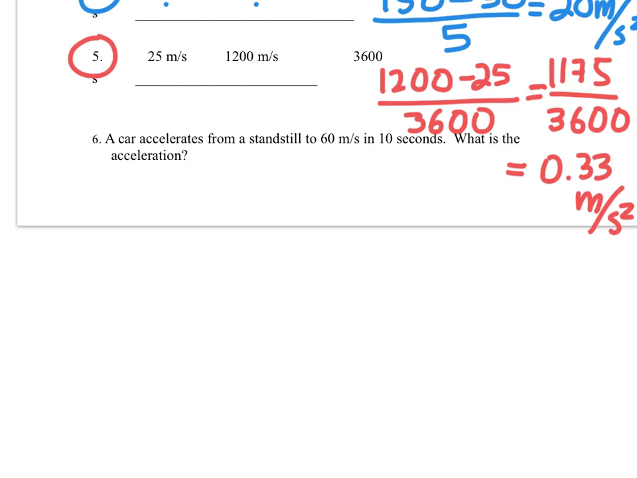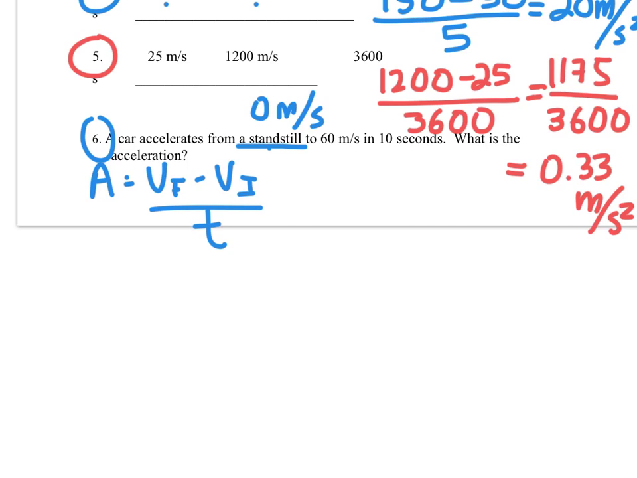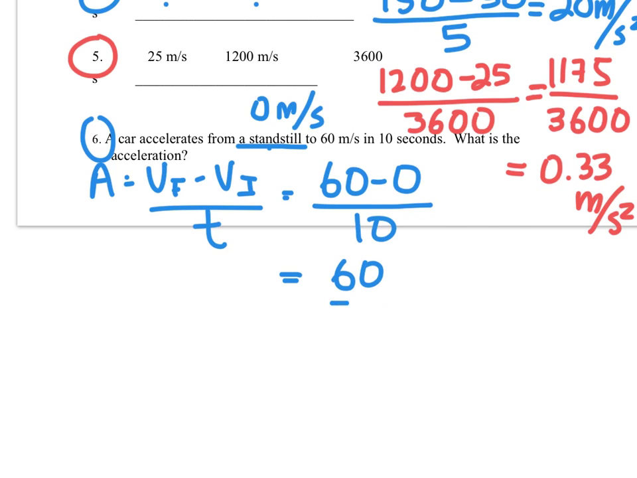So for number 6 here, a car accelerates from standstill. So we're going to assume that this means 0 meters per second to 60 meters per second in 10 seconds. What is the acceleration? So acceleration is final velocity minus initial velocity divided by time. So 60 minus 0 divided by 10. 60 divided by 10 is 6 meters per second squared. So that's our answer for number 6.